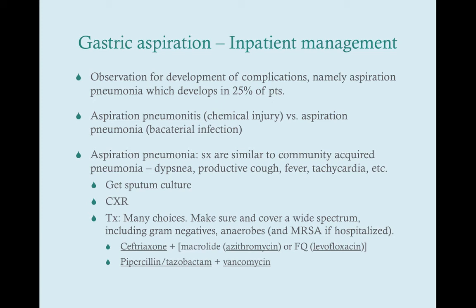So I just want to clear up the difference between these two terms, aspiration pneumonitis and aspiration pneumonia. Aspiration pneumonitis is the term for the chemical injury to the lung. So you're breathing in gastric acid, and that causes inflammation of the lung parenchyma. And so you have pneumonitis, literally lung inflammation. That's different from aspiration pneumonia, which is a bacterial infection due to the aspiration.